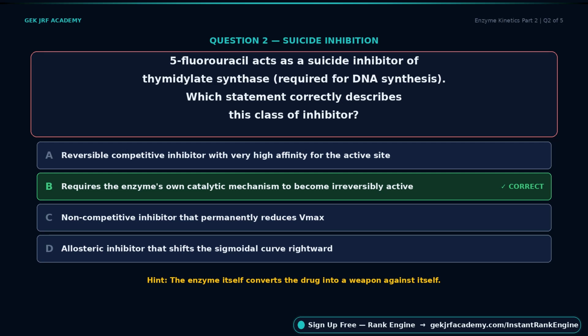Question 2. 5-fluorouracil acts as a suicide inhibitor of thymidylate synthase, which is required for DNA synthesis.